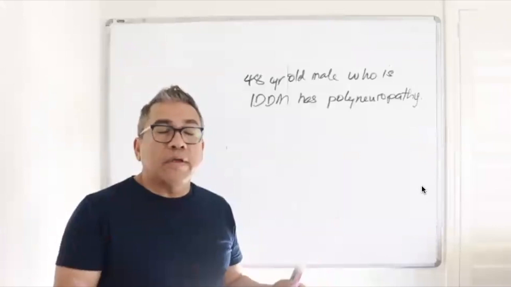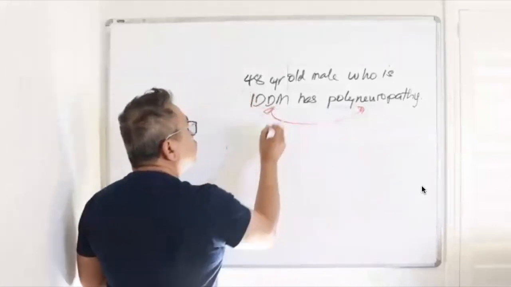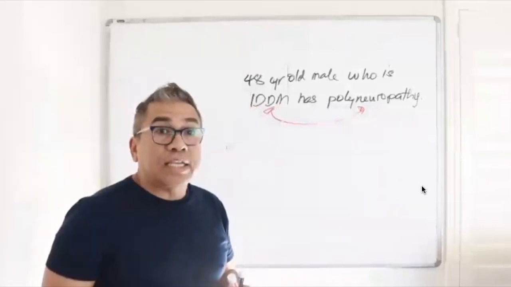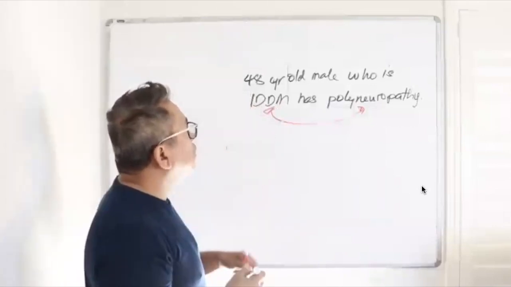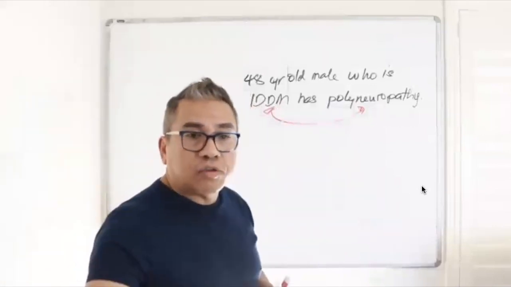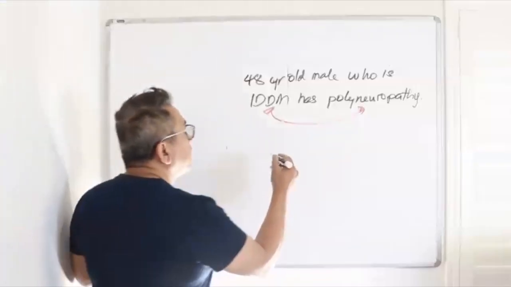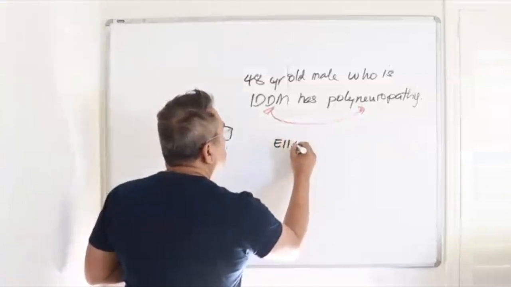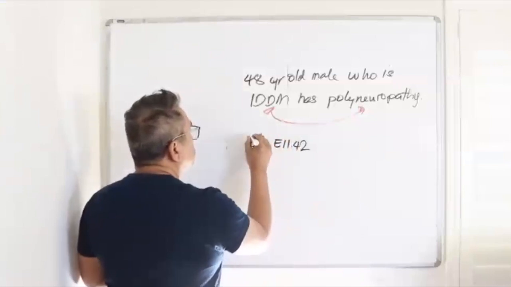polyneuropathy. Remember the rule? You have to connect this, right, in order for you to use the combination code. You don't use the E11.9, which is the unspecified diabetes code, but rather you are to use the combination code, which I showed you guys earlier. Look, this is your polyneuropathy or peripheral neuropathy. What's the code? E11.42. Now, let's apply that, E11.42. Okay, that's your first diagnosis code.